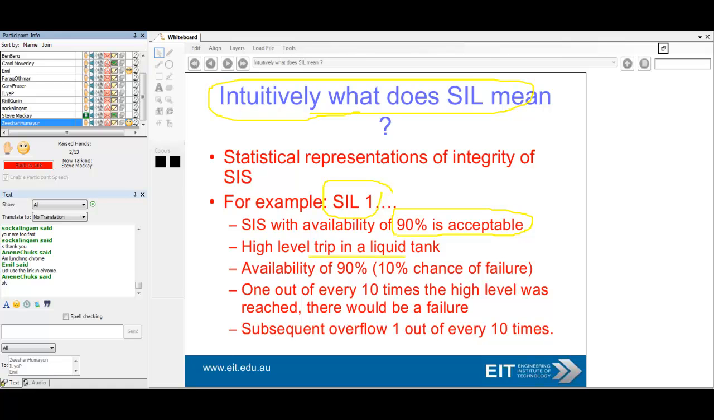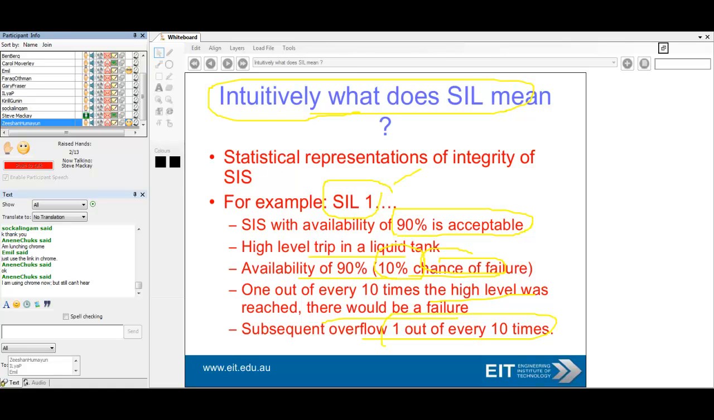Maybe the high level doesn't detect it. That means you could have an overflow 1 out of 10 times. That's a SIL of 1. So if that's not acceptable, you obviously need to look at alternative SILs, 1, or 2, or 3, or 4. So this is a very low integrity level, but it may be adequate.